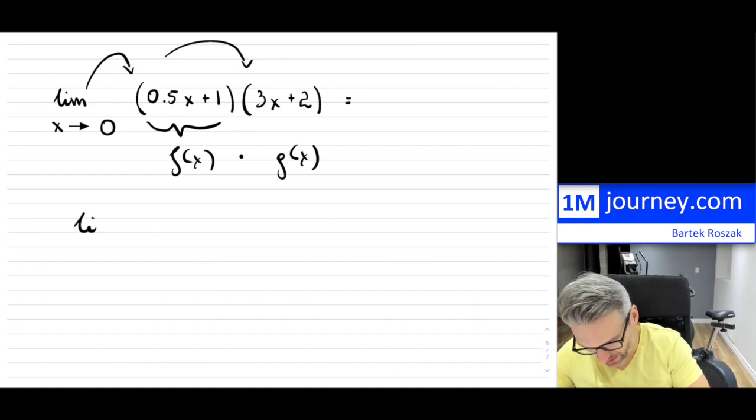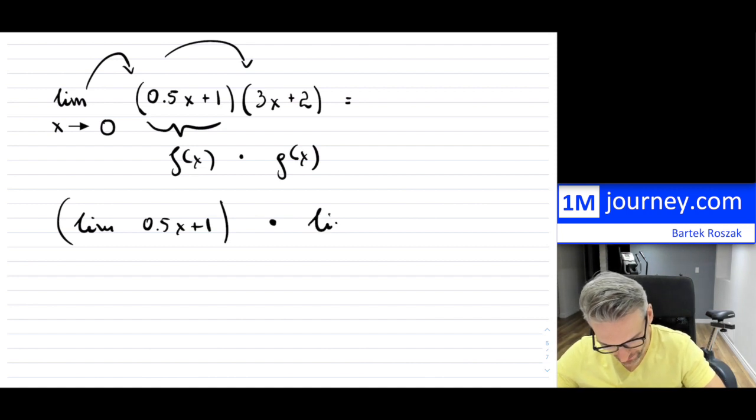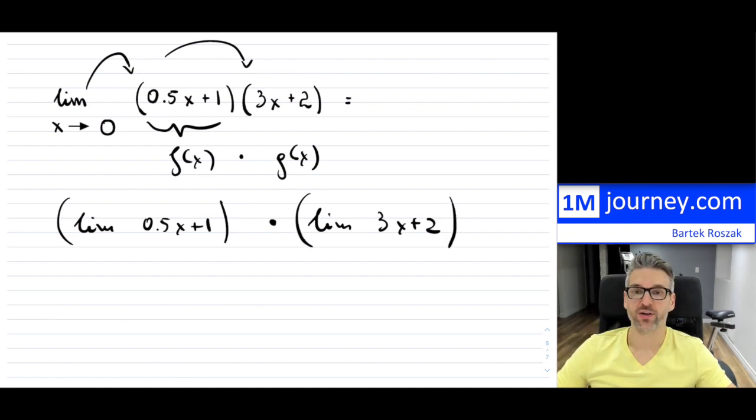So now this would have been the limit as x approaches 0 of (0.5x + 1) multiplied by, okay, the limit of (3x + 2). So that is the property with the multiplication.